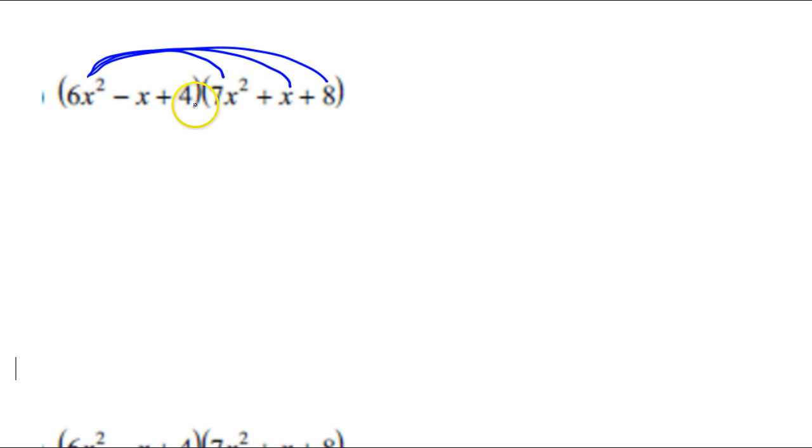So if I do 6x squared times 7x squared, 6 times 7 is 42. X squared times x squared is x to the 4th power. Now 6x squared times x, sort of like 1, 6 times 1 is just 6. But x squared times x will be x to the 3rd power. And then I've got 6x squared times 8. Well, 6 times 8 is 48. And then we've got the x squared.